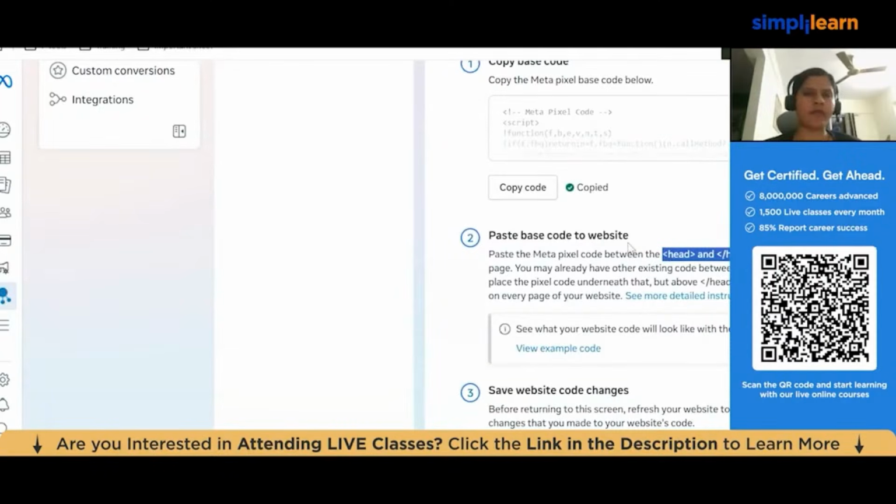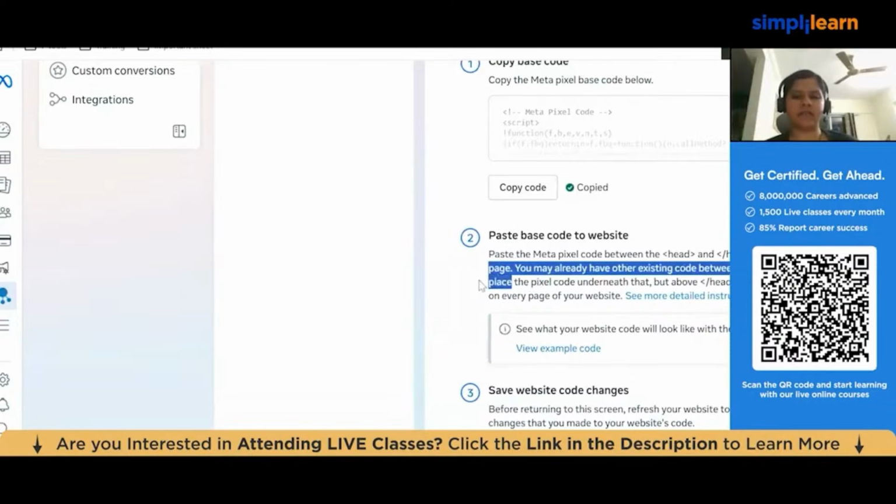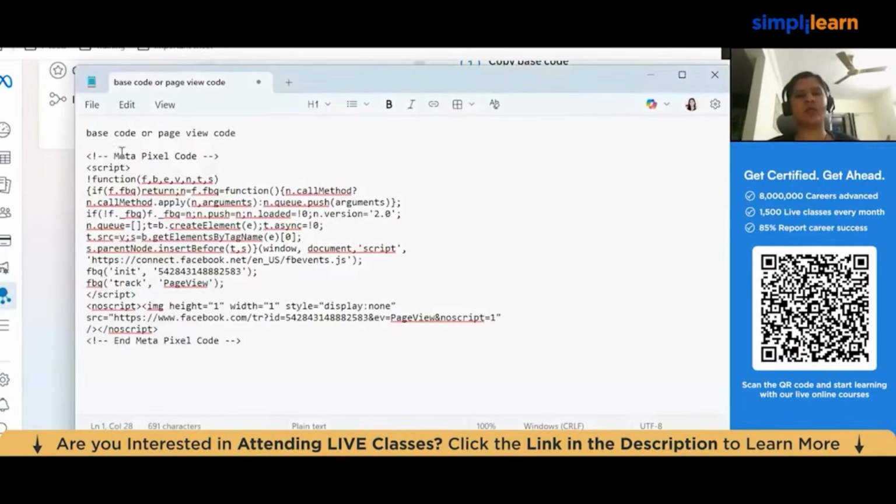Now I'm not sure how many of you know the coding language, but at the back end of the coding there's something called head start and head end, and you have to put the code between this head start and head end. Okay, and it needs to be added on all your website pages. Because you want to track the entire user journey, right? So it's not that you'll just put it on one page. Every page of your website should have this code.